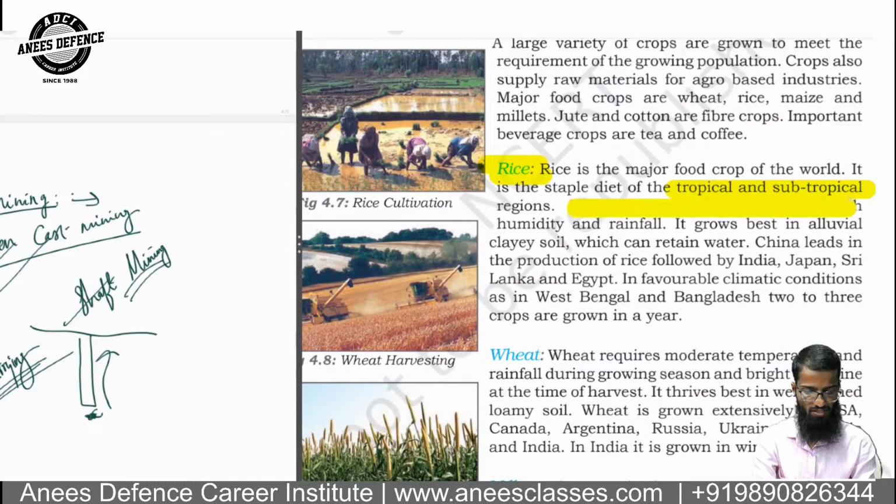Rice needs high temperature, high humidity, and high rainfall. It grows best in the alluvial clay soil, which can retain the water. So China is number 1. Then you have India, Japan, Sri Lanka, Egypt. Right?